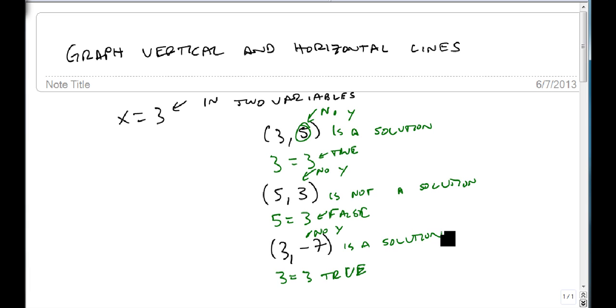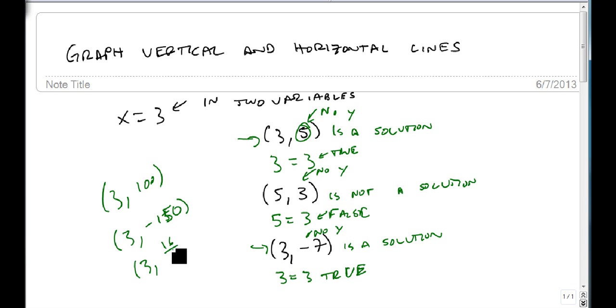And so what this tells us is, no matter what y is, x has to be 3 in order for this to be true. So I get points at (3, 5), (3, -7). I could have a point at (3, 100), (3, -150). No matter what it is, (3, 16/3). No matter what the y is, the x is always 3. And as long as I do that, it'll always make my equation true, and so I can graph my line.